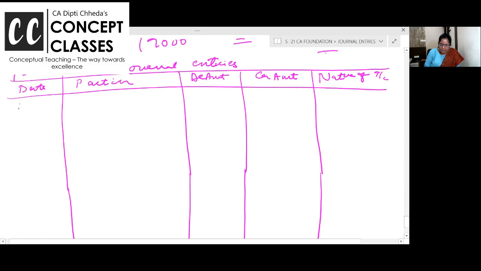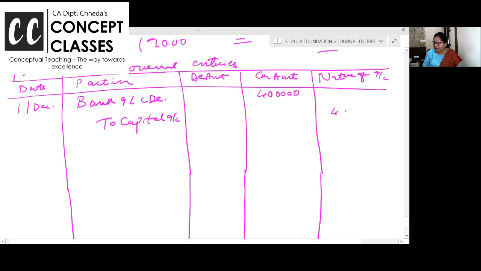First one. 1st December, Ajit started a business with the capital. So when the business is started with capital, money is coming in. So what is the journal entry? Bank account debit to Ajit's capital account, and he is the proprietor. To is always written a little on the right hand side. Bank account debit to capital account. Amount is 4 lakh and 4 lakh.